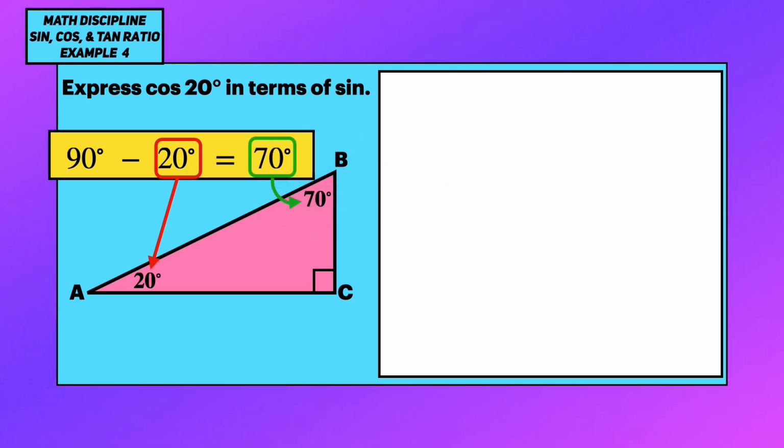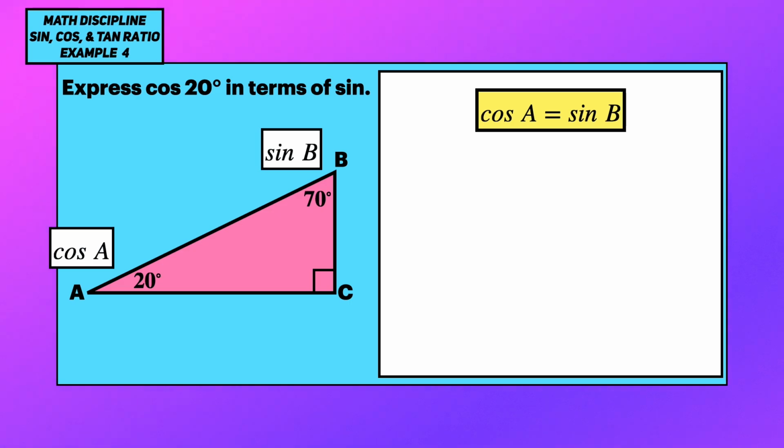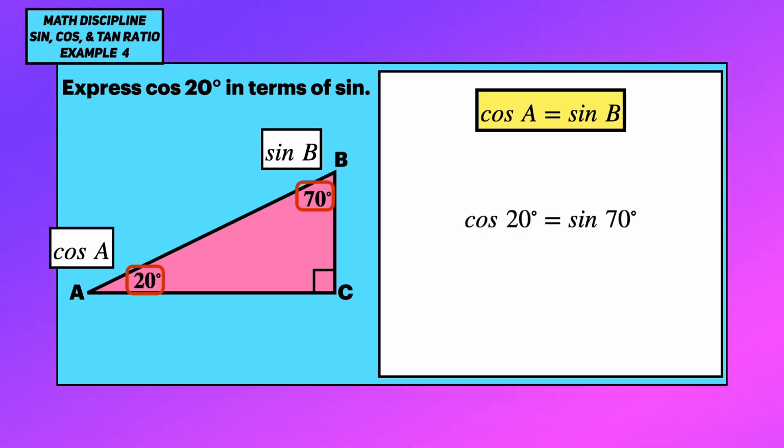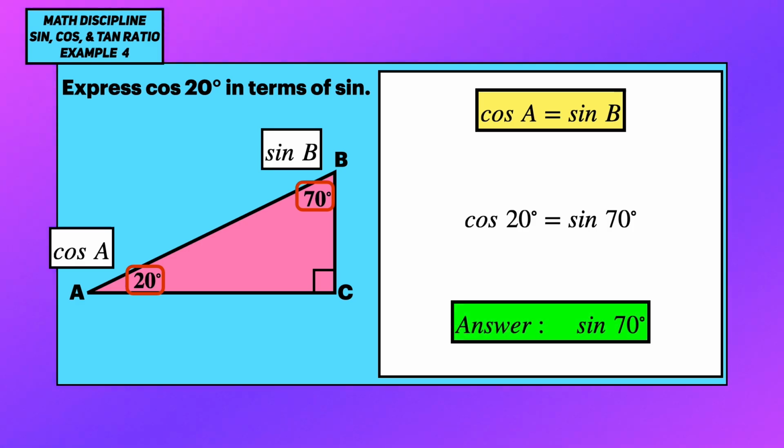Now, since we know that the cosine of A is equal to the sine of B, and since the measure of angle A is 20 degrees and angle B is 70 degrees, just substitute 20 and 70 for A and B, and that gives us the cosine of 20 degrees equals the sine of 70 degrees. So our answer is sine of 70 degrees. And just like I said in example 3, if you enter either cosine of 20 degrees or sine of 70 degrees in your calculator, they will both give you the same ratio, which is approximately 0.94.